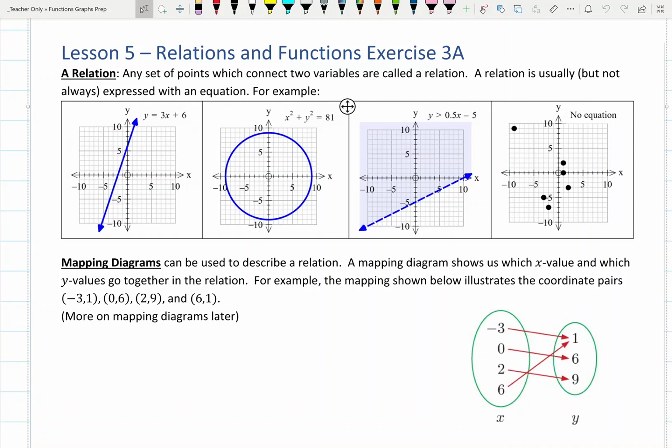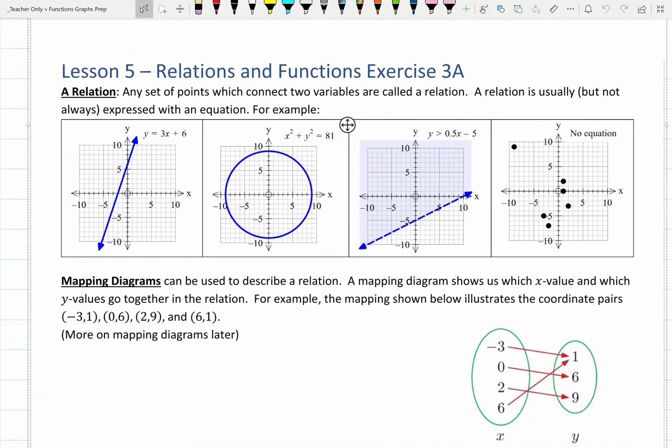Before we get on to the idea of function, though, we need to have a look at this concept of a relation. And a relation, as the definition in your booklet there states, is simply a set of points which connect two variables in some manner or another. There's less rules about relations, and there's a few examples here for you on the page. It's usually expressed with an equation, but not always.